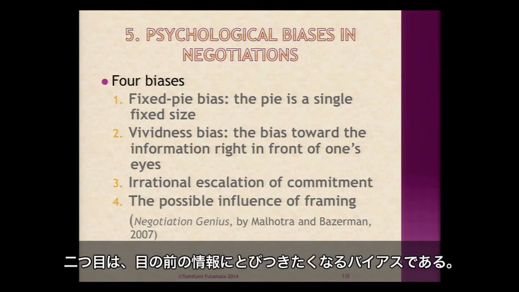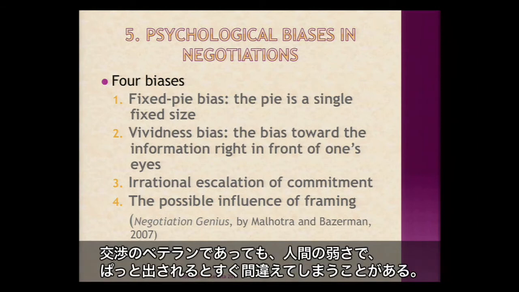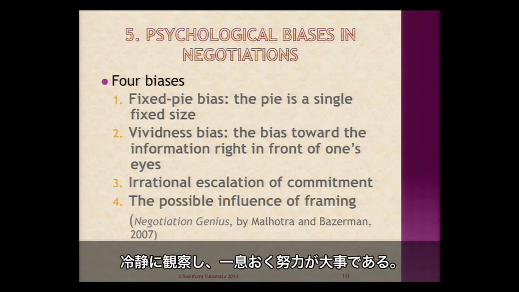Second, he described the vividness bias, or bias towards the information right in front of your eyes. It is usually overlooked because of human weakness. Even experienced negotiators are sometimes too quick in making a decision if the solution is just in front of them. So, the important point is to step back or observe calmly.